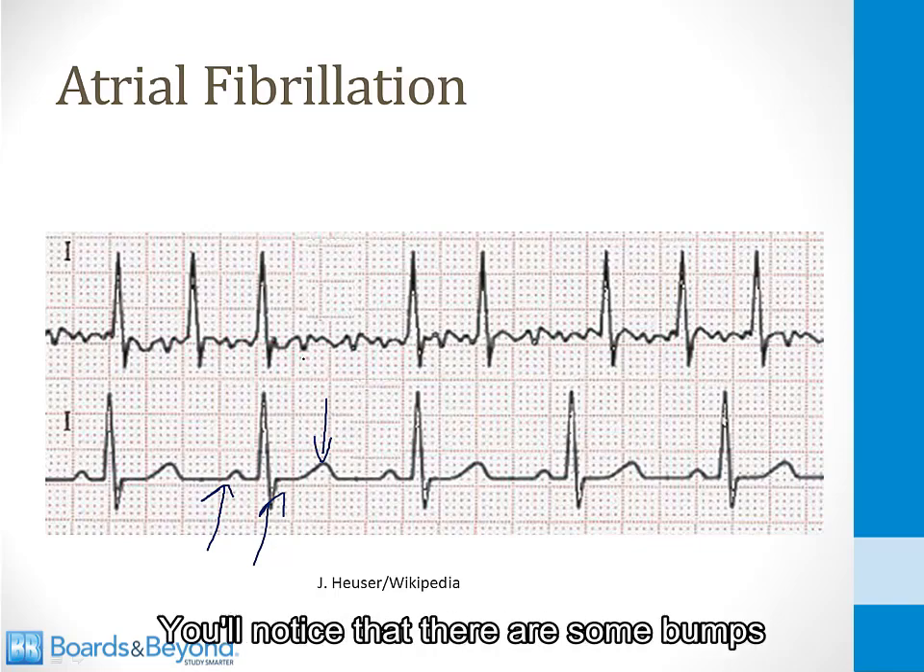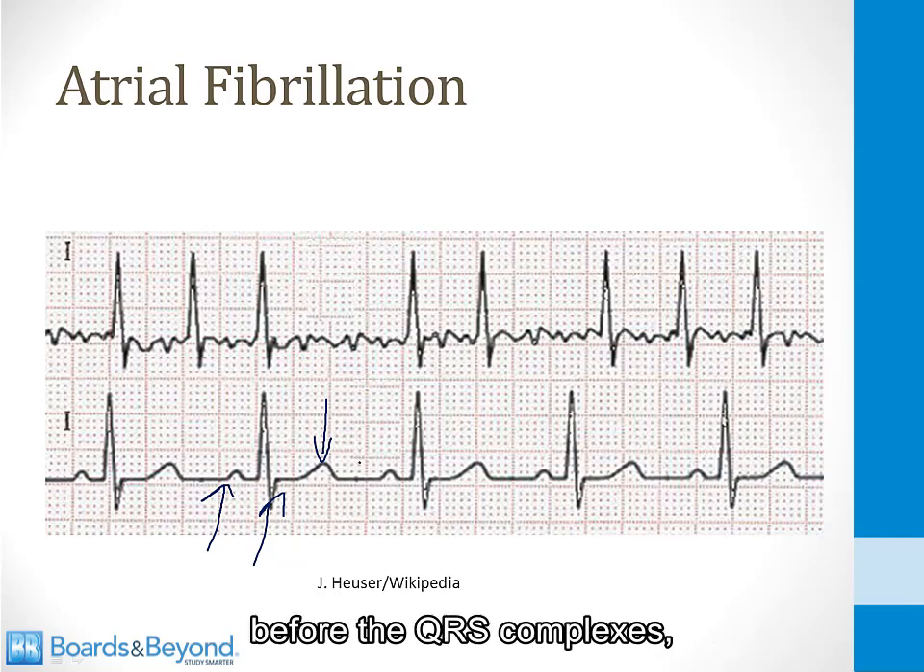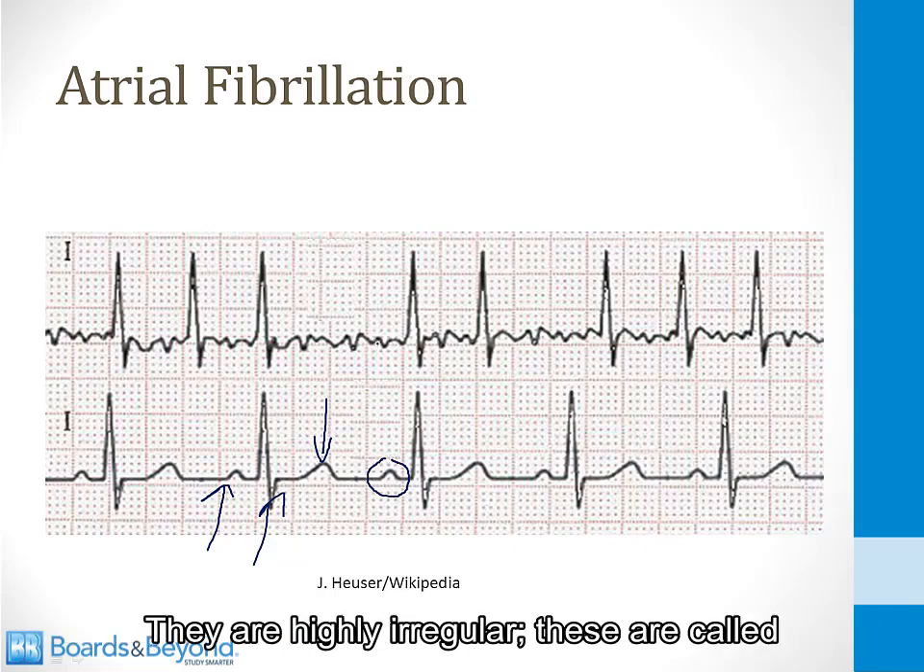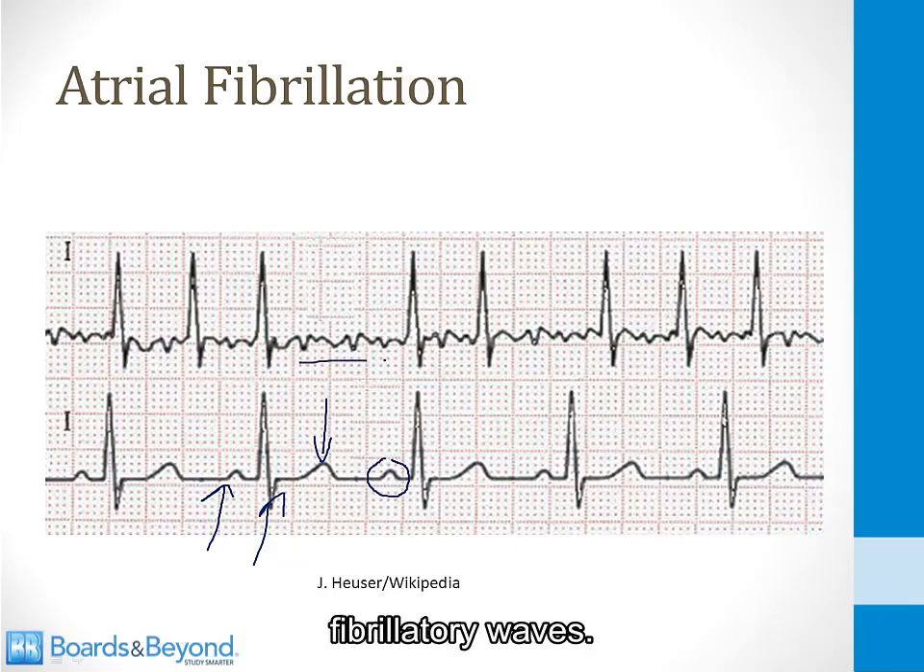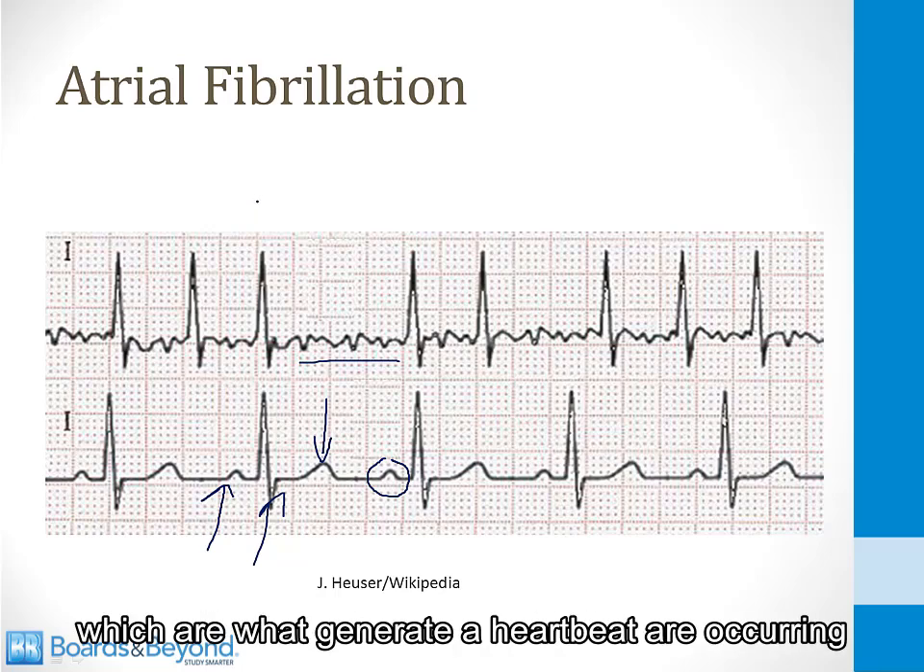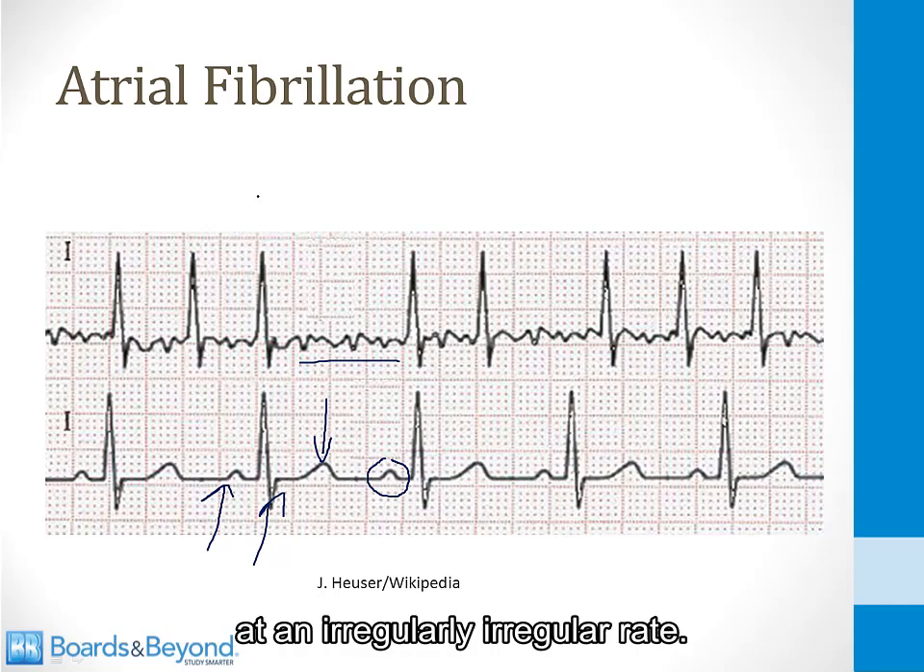You'll notice that there are some bumps before the QRS complexes, but they are not organized regular bumps like P waves. They are highly irregular. These are called fibrillatory waves. You'll also notice that the QRS complexes, which are what generate a heartbeat, are occurring at an irregularly irregular rate.